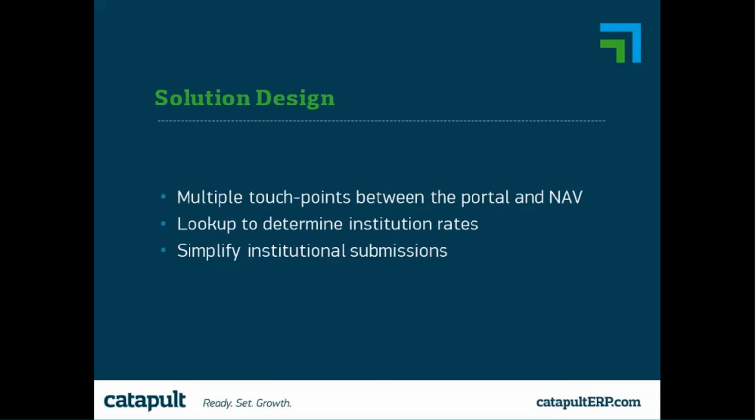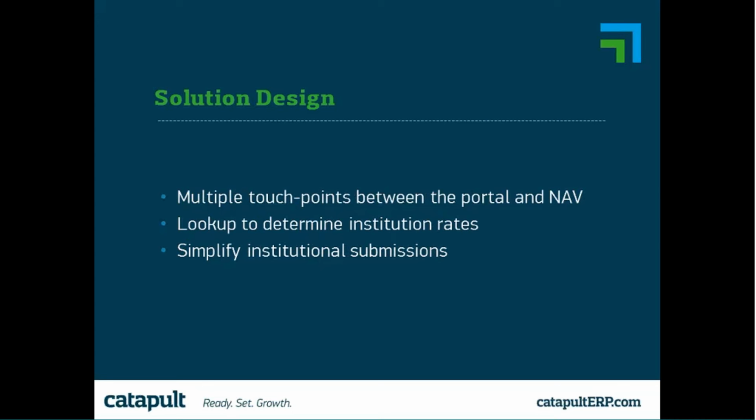Okay. And so when we went into the solution design, obviously there was multiple touch points between the portal and NAV. We had to establish, first of all, what institution is currently logged into the portal. When is the last month that this particular institution had submitted their tuition for? Based on the month that they're submitting for, what are their current rates?